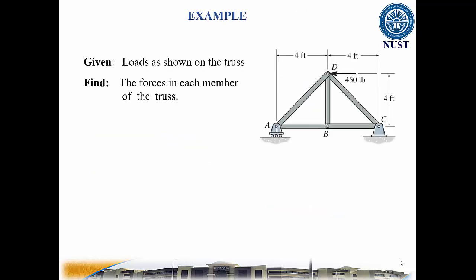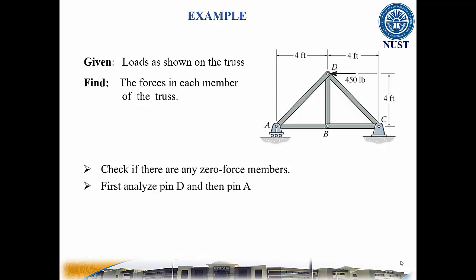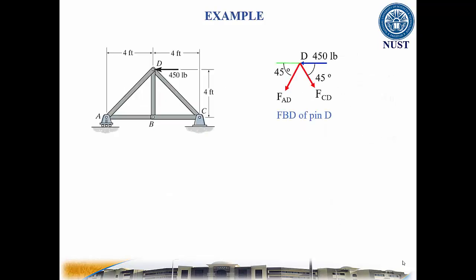In this example, a load is applied as shown at point D, and the force in each member of the truss has to be determined. Check if there are any zero force members. First analyze pin D and then pin A. Note that member BD is a zero force member. So the free body diagram at point D is shown here.